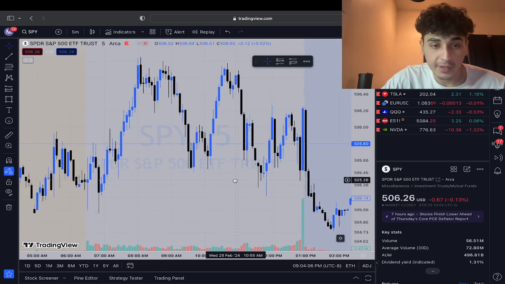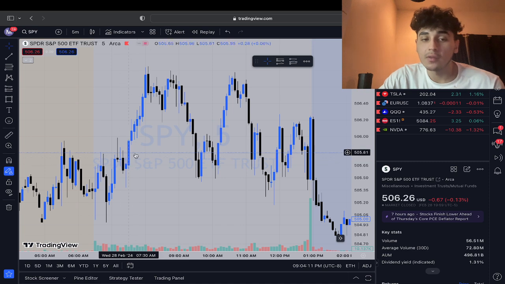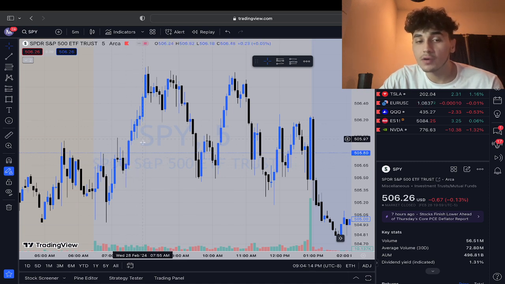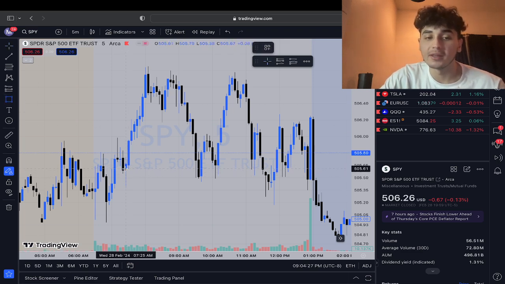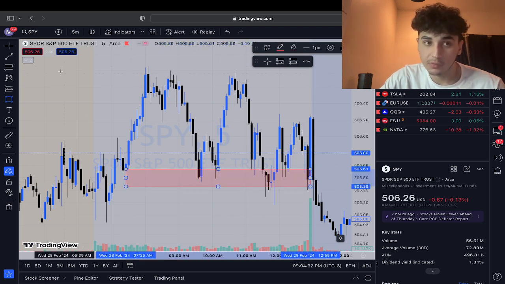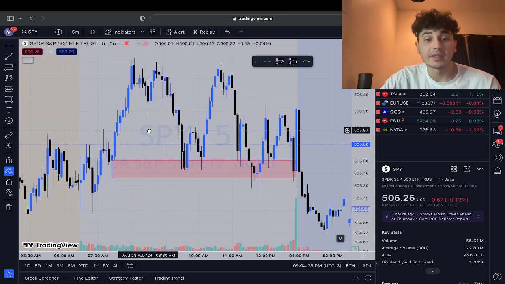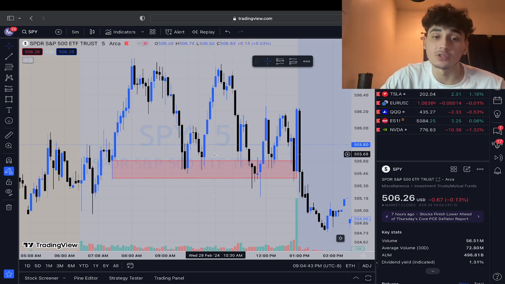So now that we're on the 5 minute, just how we would on the 1 minute, we want to chart out the candle previous to the large move up, which is this one. Now we want to chart out the bottom wick, since we're charting out a demand zone. We want to use the wick and the wick only to create this zone. Now we're going to just extend it out just how we would with any other regular zone.